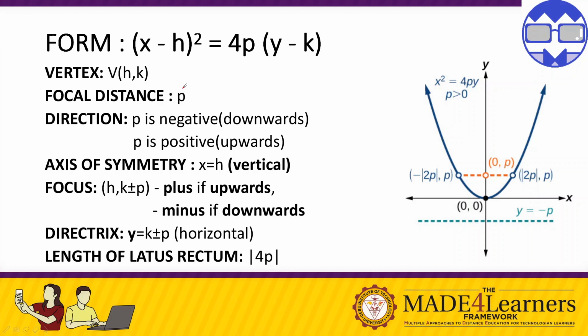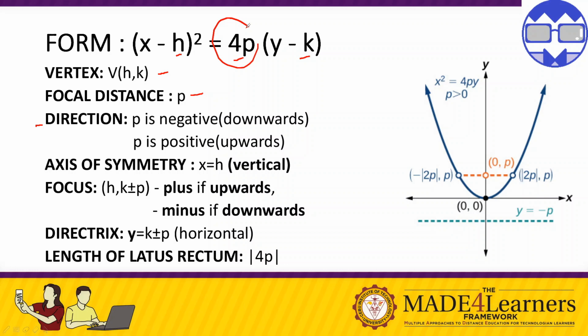So we don't need to trouble with the vertex again. It's similar, just find the h and k. For the focal distance, just divide by 4. Now for the direction, if p is negative, so the value of the constant here is negative, then obviously the direction is downwards. If p is positive, the direction is upward.